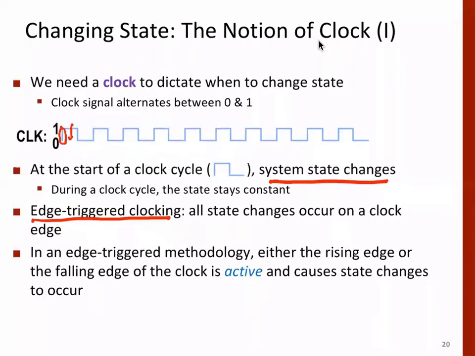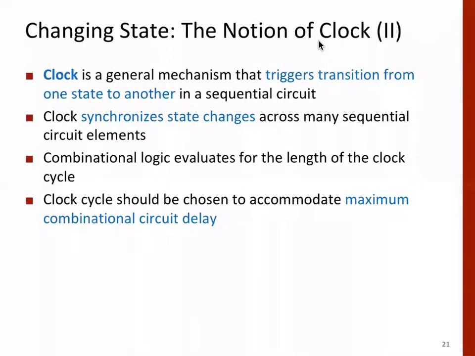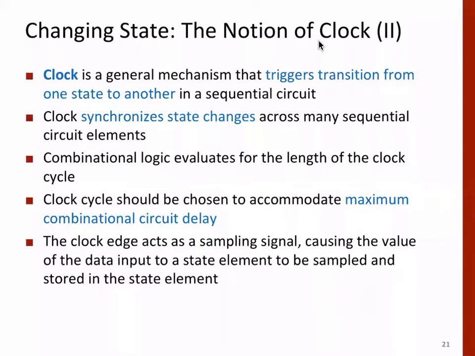Okay, all right. So it could be rising edge or falling edge. Either we can take this one or this one where state changes can happen. However, in our design, we are taking only the first one, the rising edge. All right. So this we have already discussed in some sense: the clock is required primarily to trigger the transition from one state to another state. That's the first function. It synchronizes state changes across many sequential circuits. Second function.